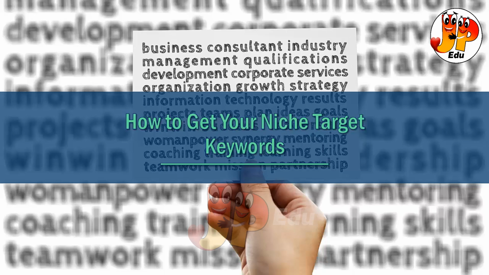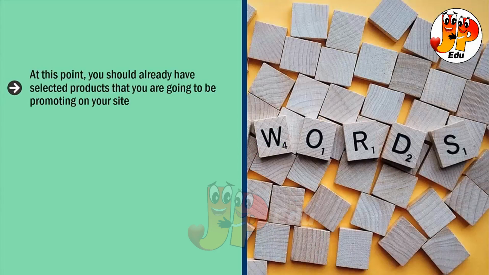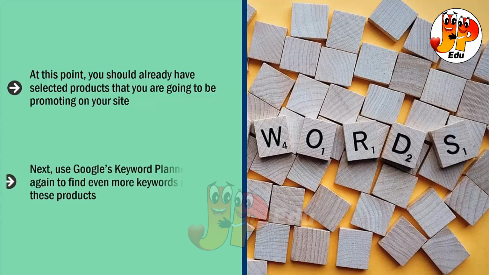How to get your niche target keywords. At this point, you should already have selected products that you are going to be promoting on your site. Your next step is to find websites that promote these products. Look at their meta descriptions. Look at their headings and subheadings and reverse engineer their keyword targets. These pages target certain keywords. So, get all those keywords. Next, use Google's Keyword Planner tool again to find even more keywords related to these products. At the end of this process, you should have a long list of pages full of keywords that are related to the products that you are promoting.